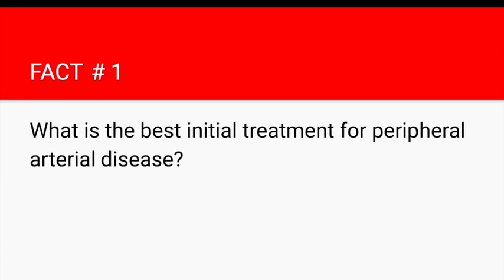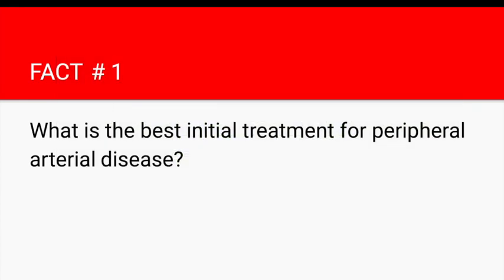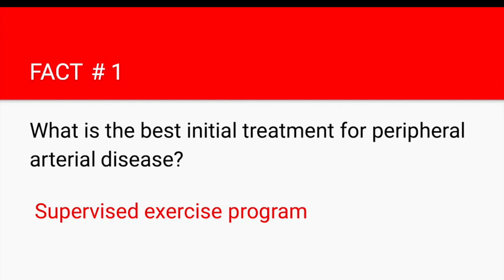What is the best initial treatment for peripheral arterial disease? A supervised exercise program. Pharmacologic therapy with cilostazol and percutaneous or surgical revascularization should be reserved for those with persistent symptoms despite adequate exercise therapy.